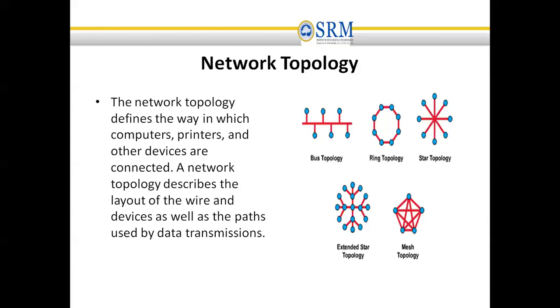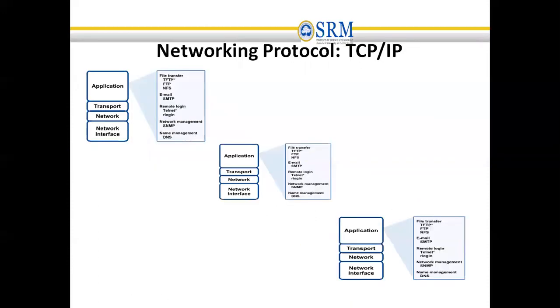And in extended star topologies, each and every vertex of the star is again connected to one or more devices. And in mesh topology, each and every device in a network is connected to various other devices. So based on the network topologies, we have different scenarios and applications that could be deployed. Once we understand the network topologies, we need to understand the protocols involved for networking of data.